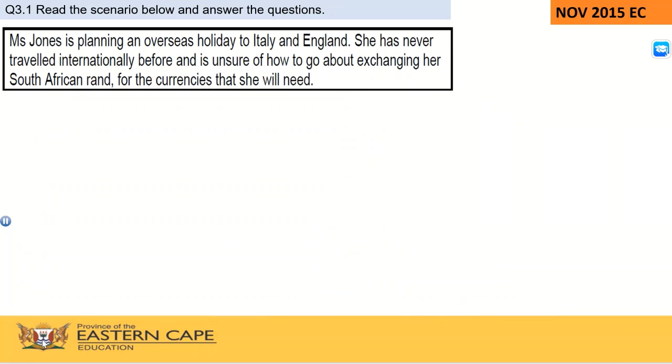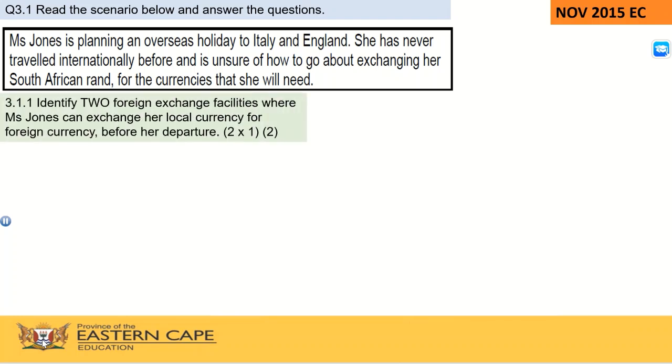Our next example comes from the November 2015 Eastern Cape question paper. It says, read the scenario below and answer the questions. Miss Jones is planning an overseas holiday to Italy and England. She has never travelled internationally before and is unsure of how to go about exchanging her South African rand for the currencies that she will need. The first question, identify 2 foreign exchange facilities where Ms. Jones can exchange her local currency for foreign currency before her departure.